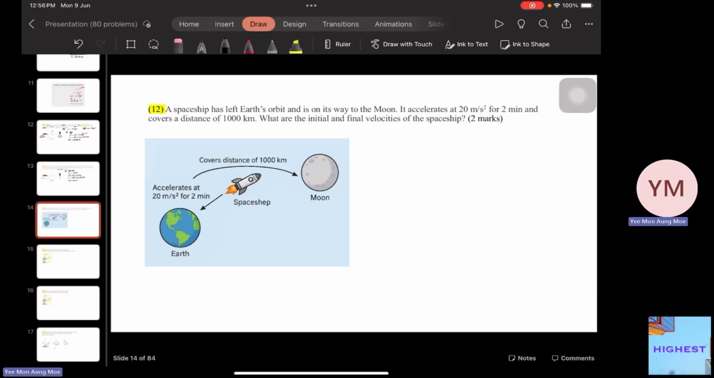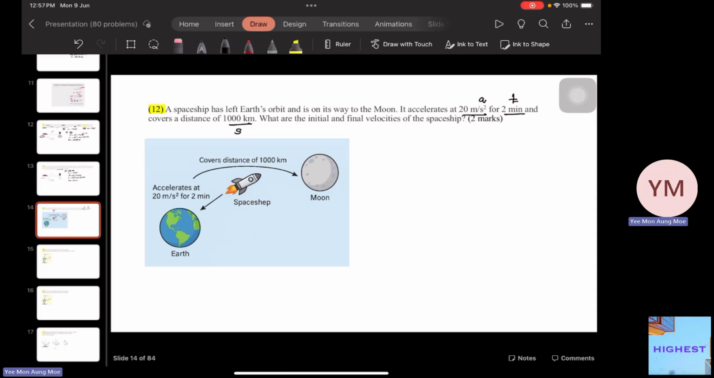Okay, a spaceship has left the Earth's orbit and is on its way to the moon. The spaceship is moving to the moon. It accelerates at 20 meters per second squared, and the time is 2 minutes. It covers a distance, let me say the distance is x. What are the initial and final velocity of the spaceship?